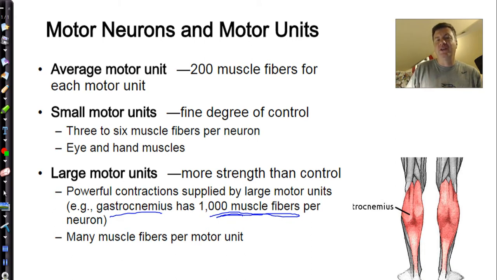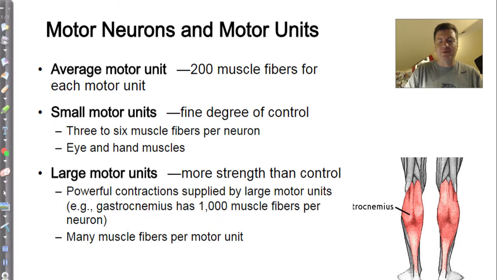But think about the muscles in your eye or your fingers. You don't need a lot of strength, you need delicate movements. So smaller motor units, like you see here, give you fine degrees of control. So if you only have 3 or 6 muscle fibers controlled by a single neuron, when that one fires, just a few muscle fibers are going to fire as a result. So think about small motor units being for delicate coordinated movements. Large motor units are going to be for more strength and less about control.